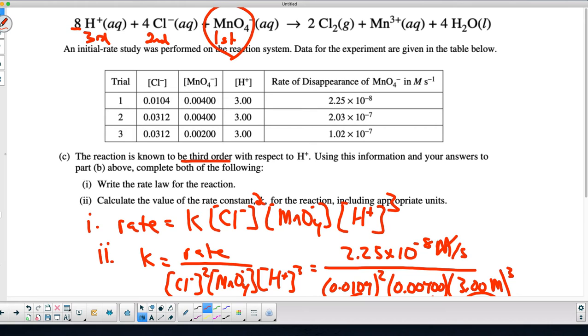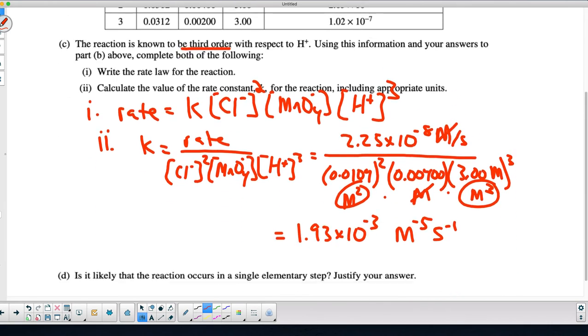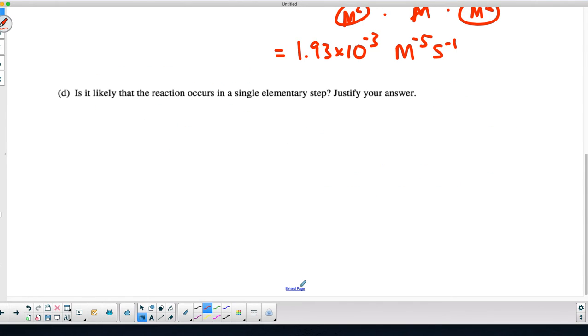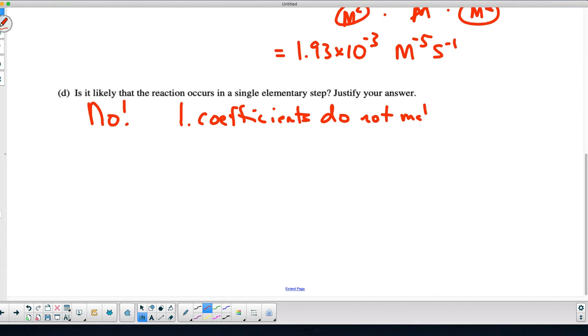So let's go back down here, I need more room. The answer is no. My first reason for that is coefficients do not match reactant orders. And they would if there was only one elementary step.